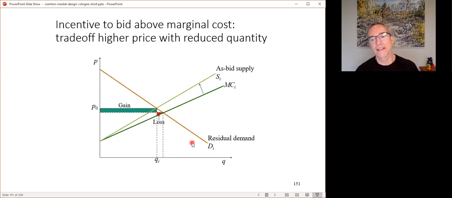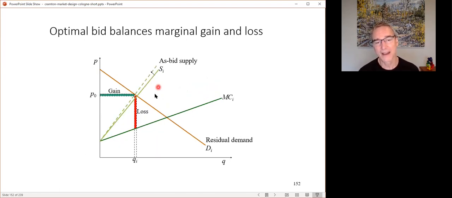But more typically, the residual demand curve is not going to be perfectly flat. It's going to be downward sloping. And as soon as it's downward sloping, then I want to exercise market power by bidding above my true marginal cost. And when I do this, you can see this is going to be the incremental gain. And here's the incremental loss. And you can see that the gain is much bigger than the loss. So I want to continue to impact price in a favorable direction until I get to something that looks like this.